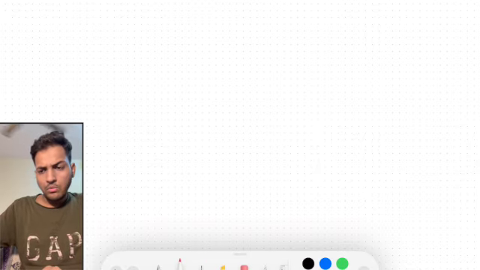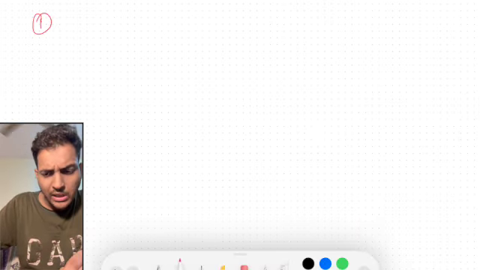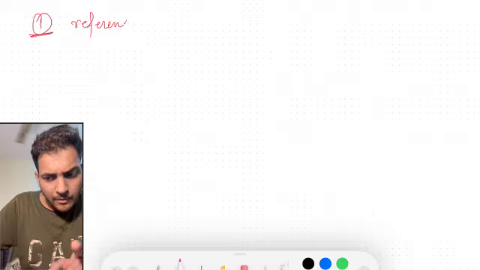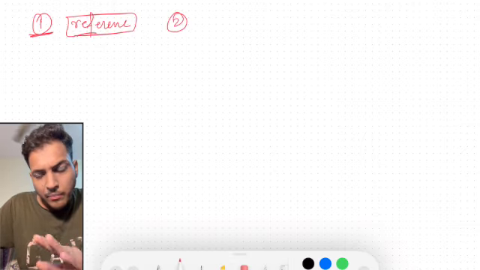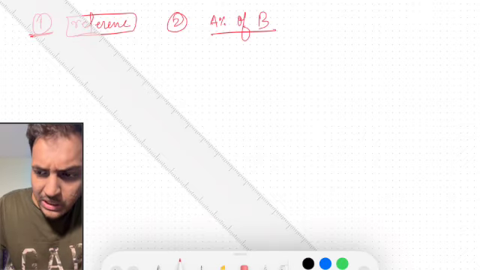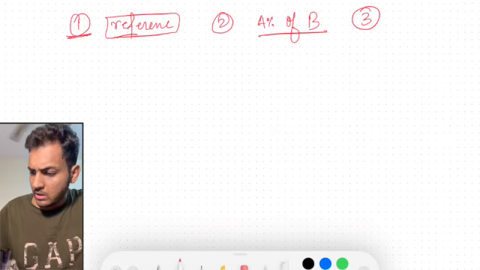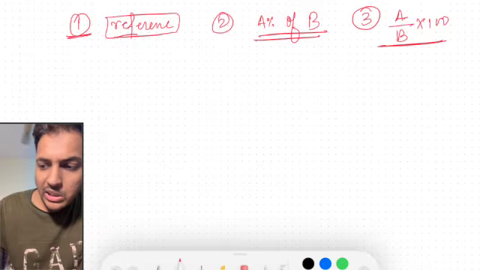So you have learned to find a certain percent of a number. I'm revising what we have learned. The first rule is that percentage is calculated out of a reference. The second rule is you can find any percentage of a number, A% of B. The third rule you have learnt is you can find how much percent A is of B: A by B into 100. These three things you have learned.